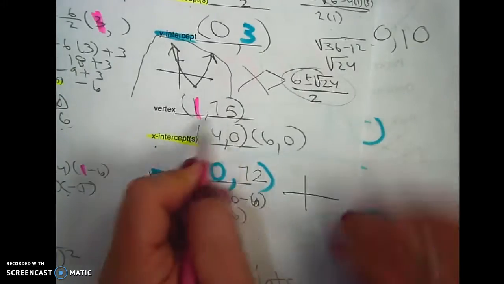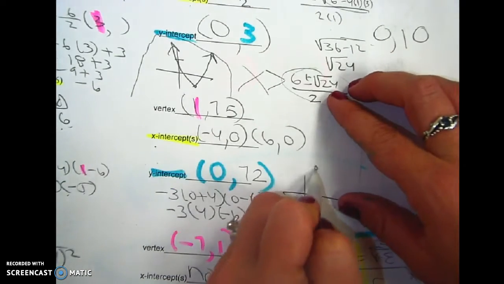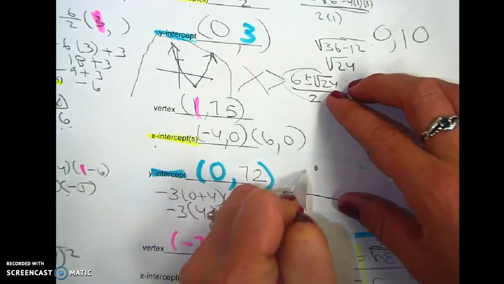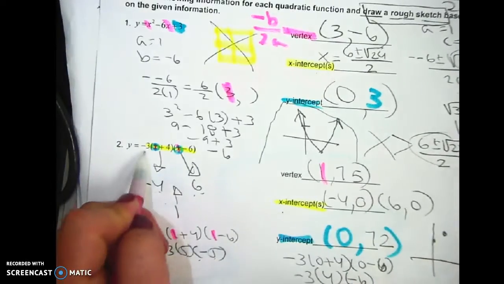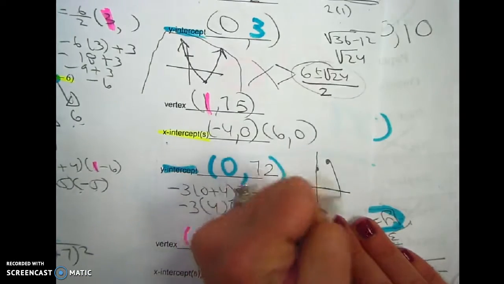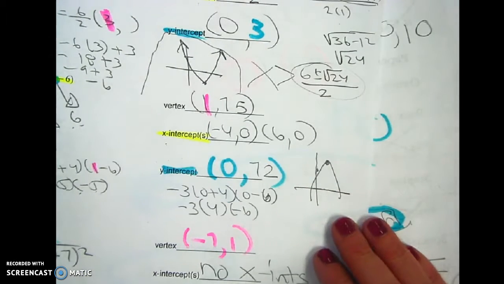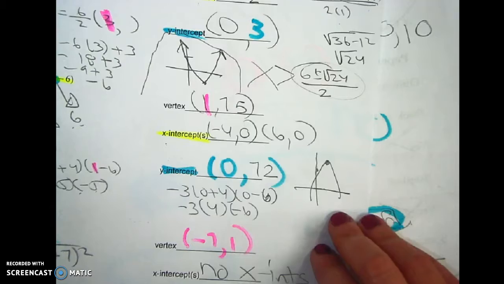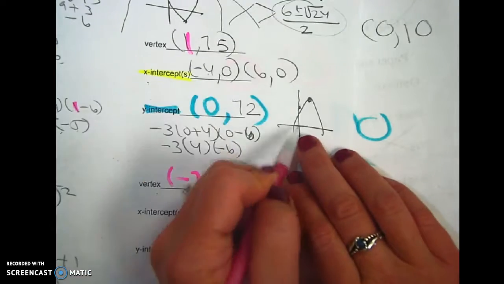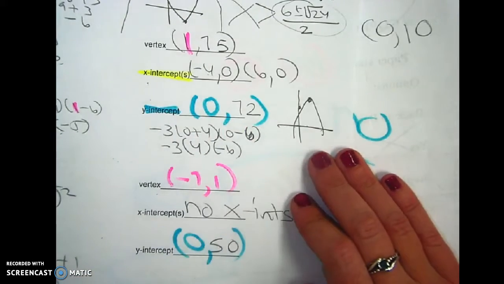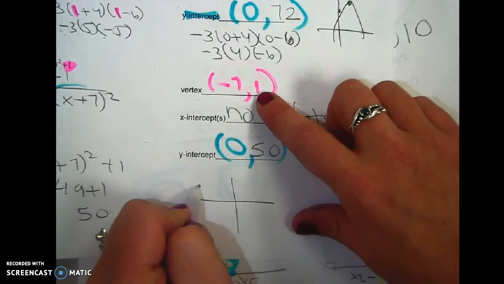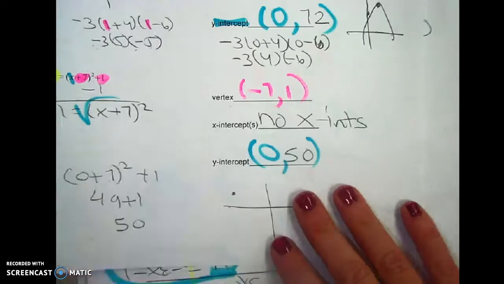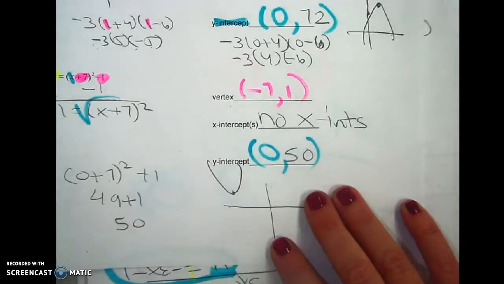Let's go to the next one. Drawing a rough sketch. Right 1, up 75. My y-intercept is lower. I know that it's going down, so show it going down. Okay? And if you look, negative 4 maybe, 6 maybe. Do the last one. Left 7, up 1. It's going up, which makes sense because there aren't any x-intercepts.